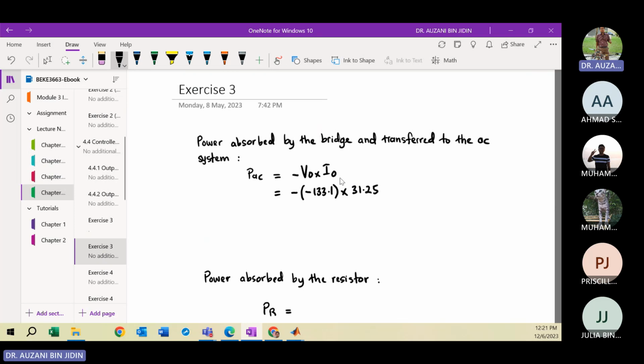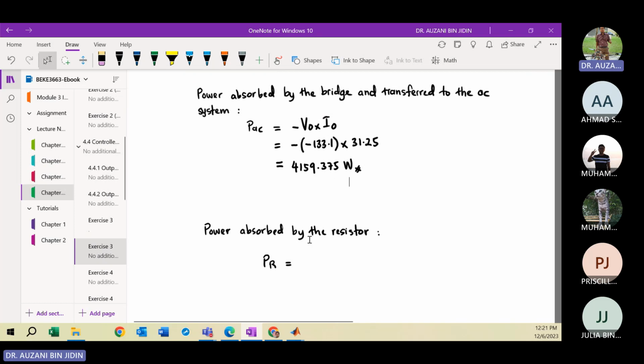Remember, your output current must always be positive, for both rectifying mode and inverting mode. Okay, current is always positive. Then here you get 4159.375 watt. Okay, power absorbed by the resistor: the RMS value squared multiplied by the resistance value, where you can equate the RMS current as IO.